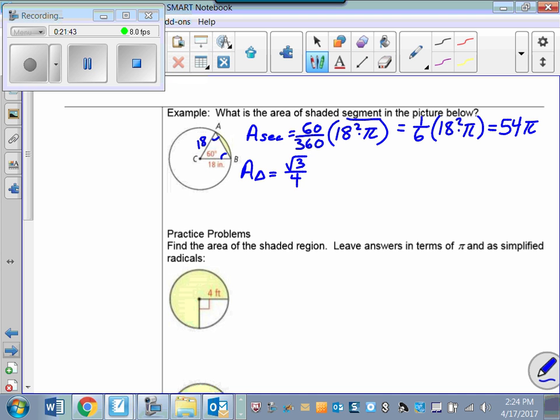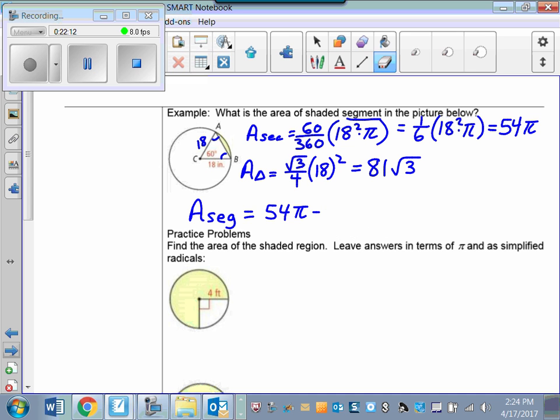Square root of 3 over 4 s squared times 18 squared. And when I simplify that, I get 81 times the square root of 3. So now I just got to subtract, right? Subtract the area of the triangle from the area of the sector. So the area of the segment equals 54 pi minus 81 times the square root of 3.